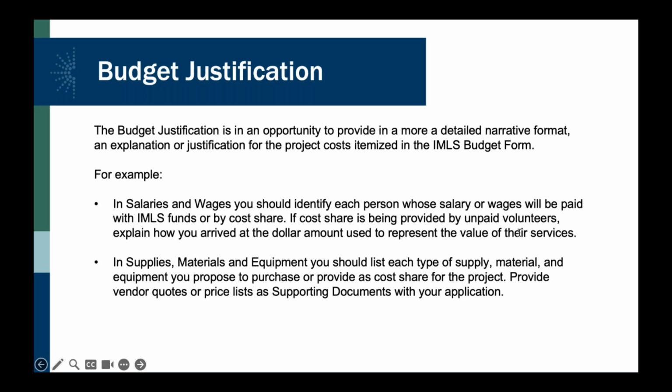In the section for supplies, materials, and equipment, you should list each type of supply, material, and equipment you propose to purchase or provide as cost share for the project. Detail the number and unit cost for each item and explain how you arrived at the dollar amounts. You may also provide vendor quotes or price lists as supporting documents with your application.